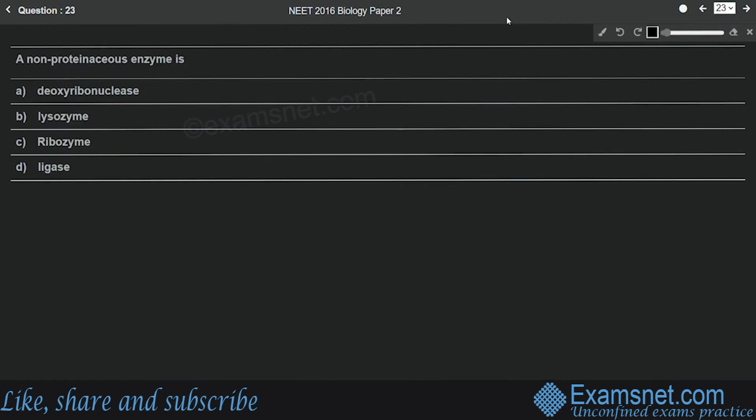Question number 23 is from the chapter Biomolecules, and the question is, a non-proteinaceous enzyme is, options are deoxyribonuclease, lysozyme, ribozyme, and ligase. So what is an enzyme? Enzyme is a biological catalyst. That means they catalyze the biological reactions, or they speed up the biological reactions.